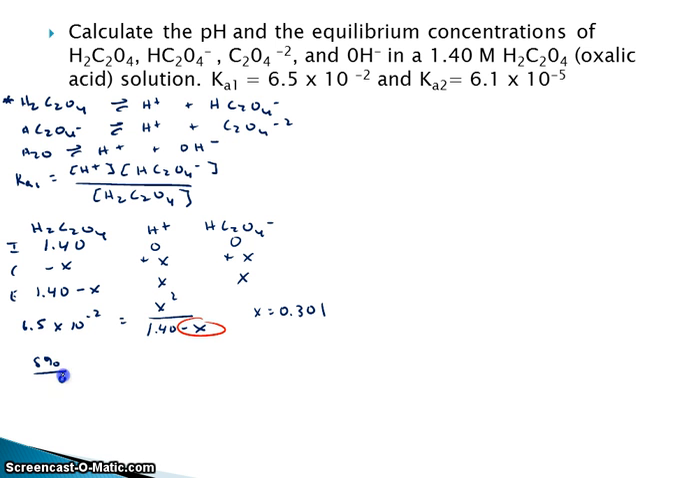We're going to take 0.301 divided by 1.40 and multiply it by 100. And when we plug that in the calculator, we're going to get 21.5%. Wow, that's much bigger than 5%.